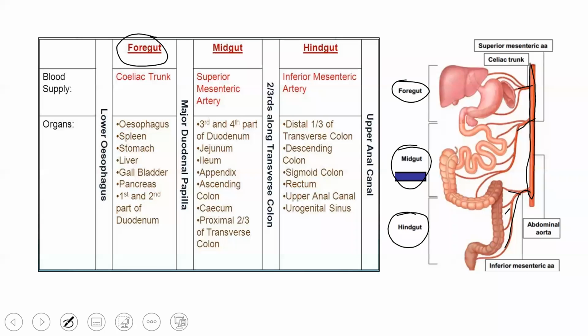The organs derived from the foregut start from the oropharynx and esophagus, all the way to the second part of the duodenum. So any organs here are derived from the foregut. The midgut runs from the 3rd and 4th parts of the duodenum, all the way to the junction with the proximal 2/3 of the transverse colon. The distal 1/3 of the transverse colon, all the way down to the anus, is derived from the hindgut. Is that clear? Very good.